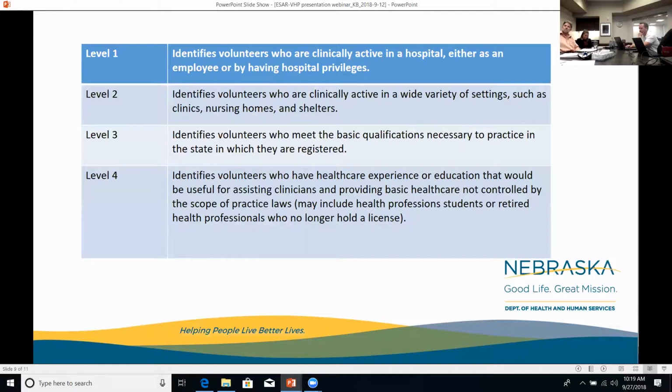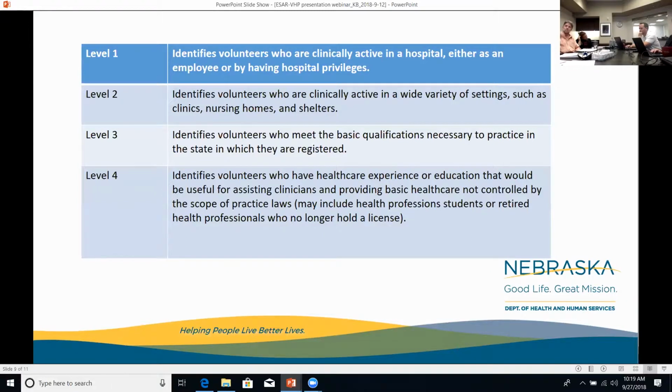Level 1 identifies volunteers who are clinically active in a hospital, either as an employee or by having hospital privileges. Level 2 identifies volunteers who are clinically active in a wide variety of settings, such as clinics, nursing homes, and shelters.